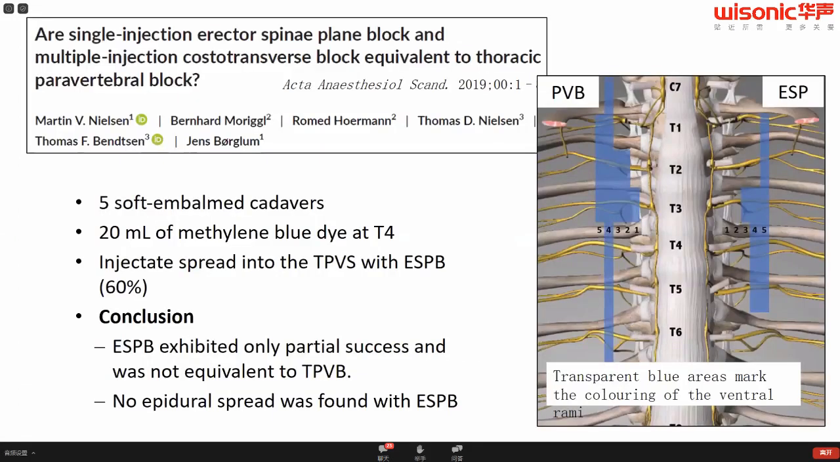In another cadaver study, the authors compared a paravertebral block with an erector spinae plane block. They injected 20 ml of methylene blue at the level of T4, and they found that after an erector spinae plane block, only in 60% did the injectate spread into the paravertebral space compared to 100% when they did a paravertebral block. So the spread into the paravertebral space was inconsistent.